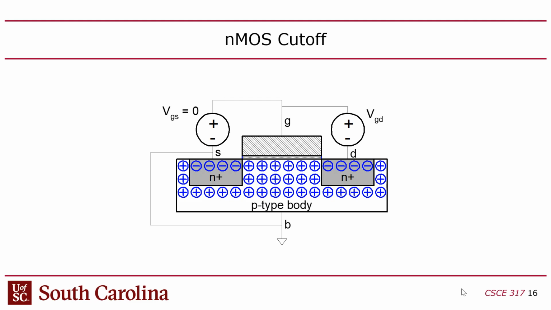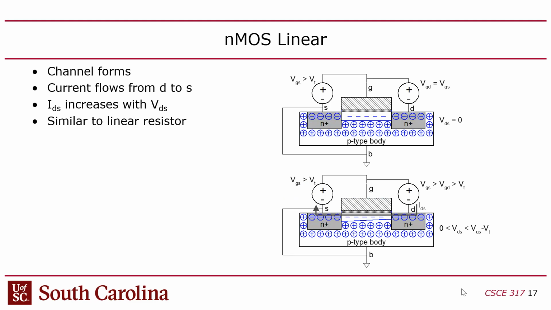So in an NMOS transistor, if the gate source voltage is 0, it's cut off, it's turned off. If the gate source voltage is greater than threshold, then once it hits threshold, it goes into linear mode. So it turns on.